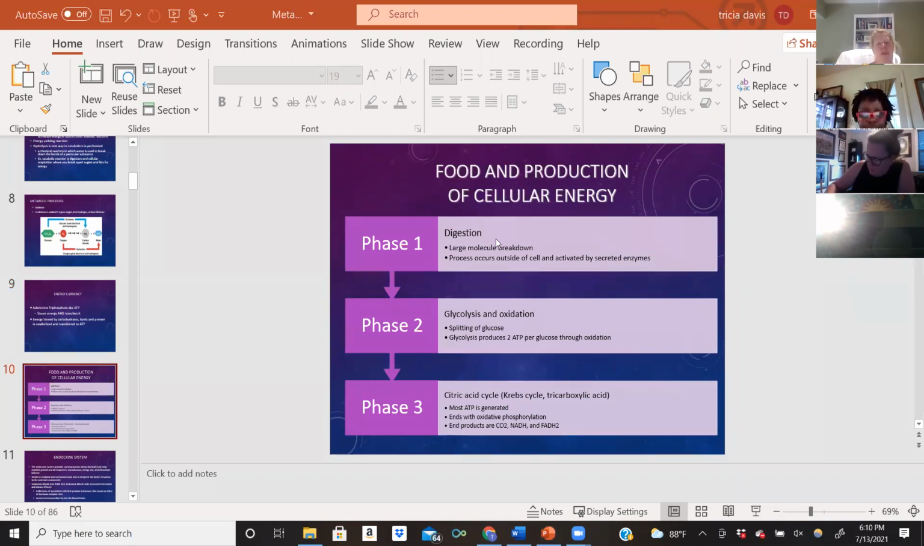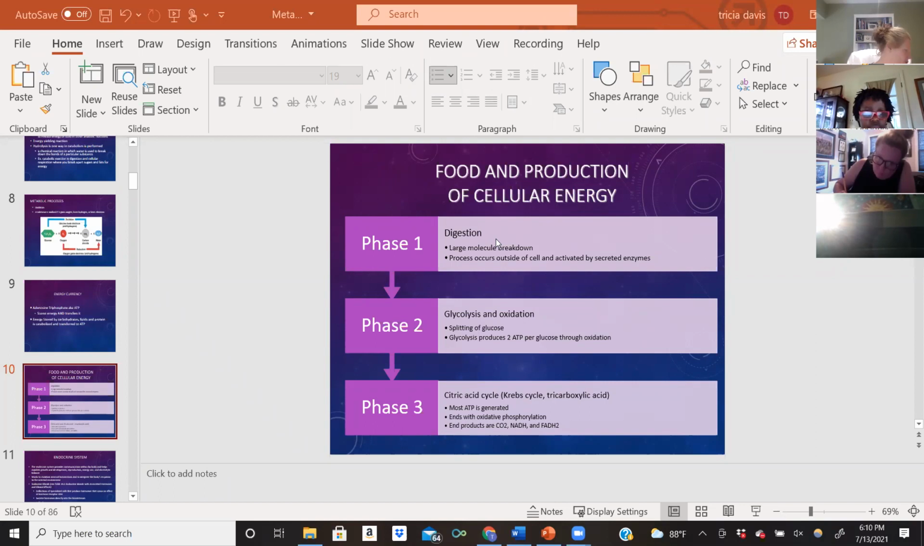So when we talk about food and production of our cellular energy, it's 3 phases. The first phase is digestion. We eat something, it goes into our GI system. That digestion process starts. We see these large molecules start to break down. Some of these processes occur outside of the cell, and then they are going to be activated by those secreted enzymes that we talked about a couple weeks ago that are in the GI tract.